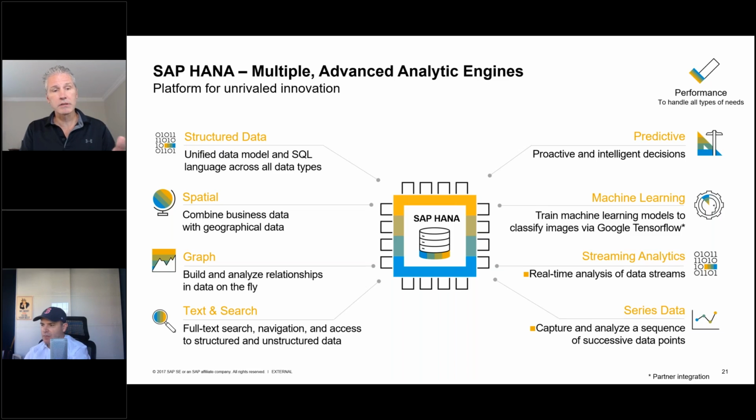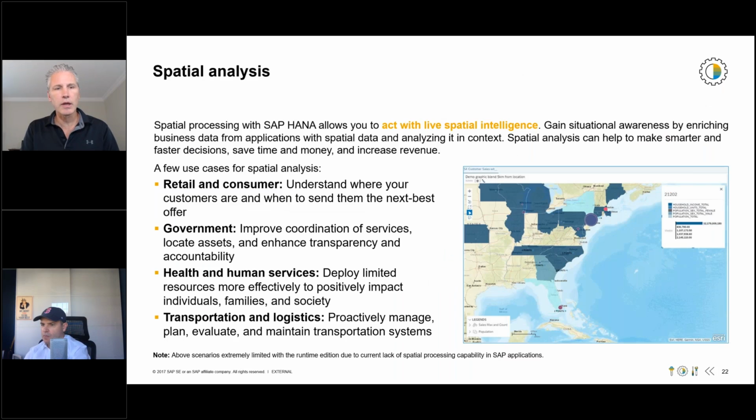Graph data, text and search. We have text analysis as part of HANA. Predictive engines, machine learning, streaming data, and time series data for IoT devices. So what does some of this look like?